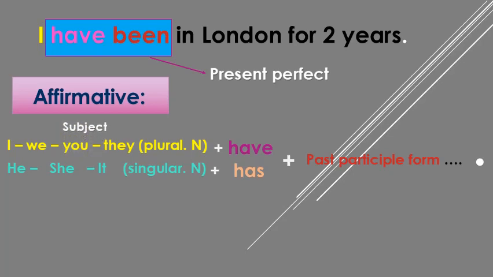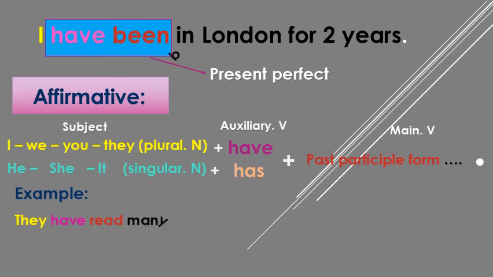So here we have the subject plus the auxiliary verb. Auxiliary verb هي أفعال المساعدة has or have, then the main verb. So here we have an example. They have read many books. So here we add have. Why? Because the subject is plural لأن الفاعل جمع, and here it is the past participle form read, and we can contract it to they've read.